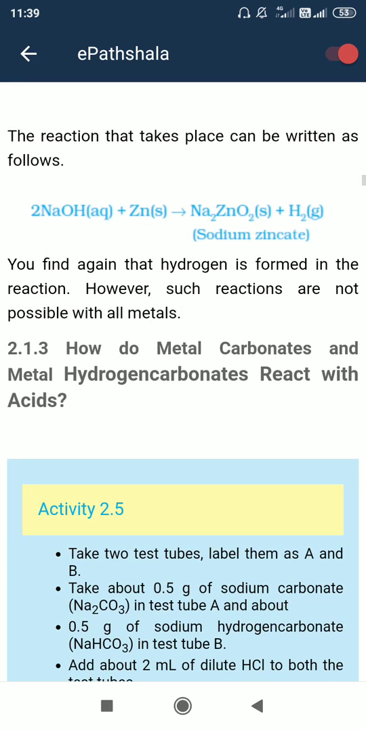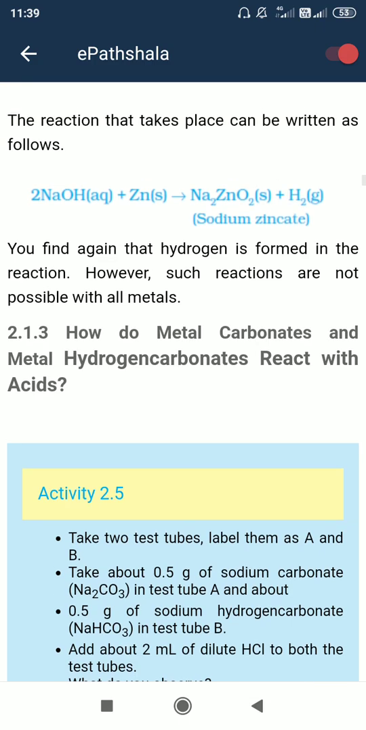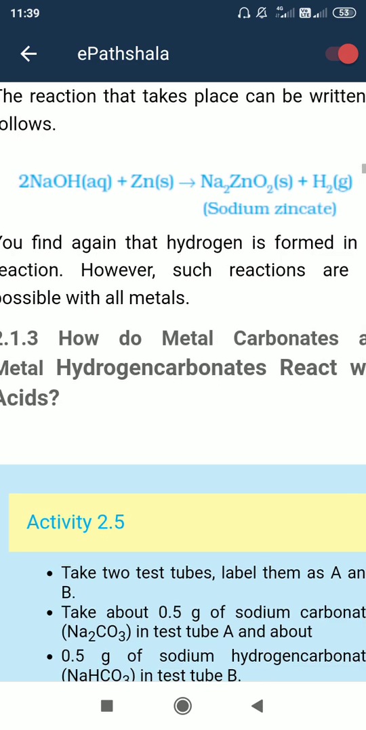Here is another example. Here base is reacting with metal. The base is NaOH, sodium hydroxide, and zinc is the metal. After reacting, what is formed? Na2ZnO2. This is sodium zincate, a type of salt. And another product is hydrogen gas.